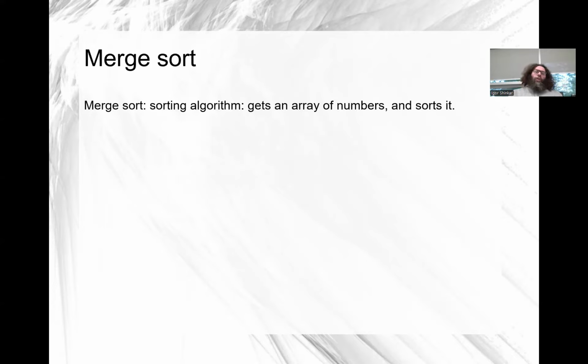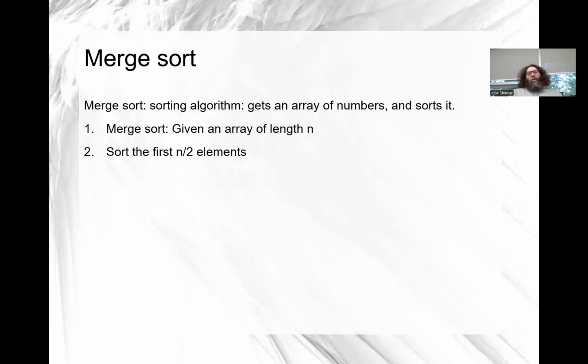Okay, so what's the merge sort algorithm? In general, what are sorting algorithms? They get arrays of numbers and then sort the numbers in the array. Here's an idea. And I'm sure you have seen one or two sorting algorithms, maybe more. Here is merge sort. So maybe you've seen it, maybe not.